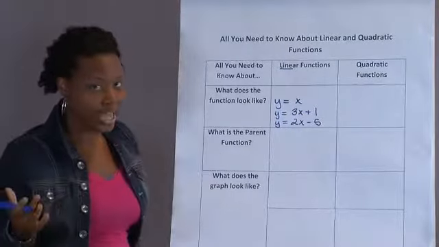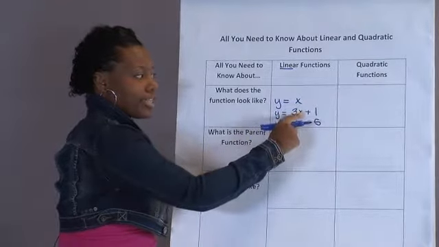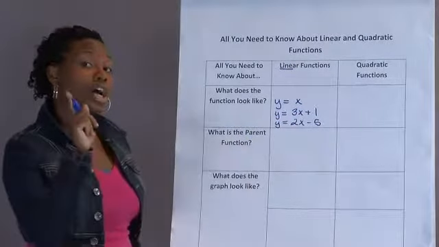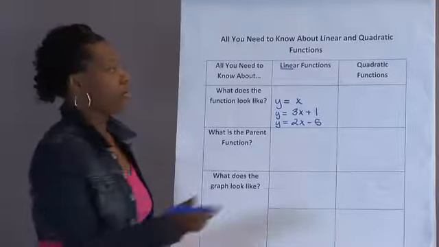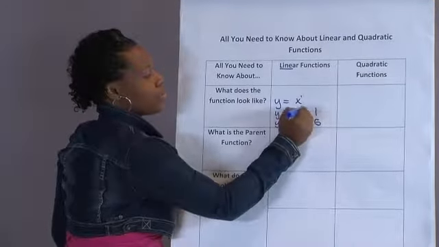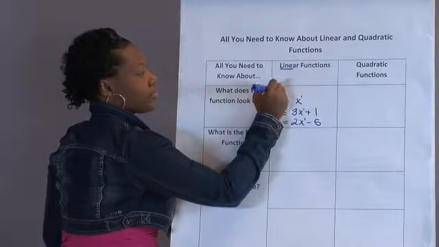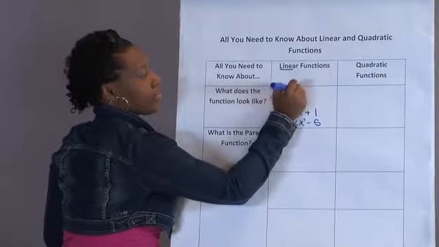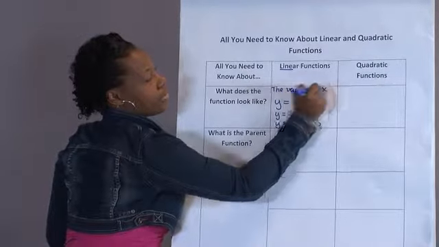Now, what do they have in common? Each one of these equations for the x has an exponent of 1. Remember, if you don't see a number, it's understood to be a 1 there. So here's a 1, here's a 1, here's a 1. So the variable x has an exponent of 1.